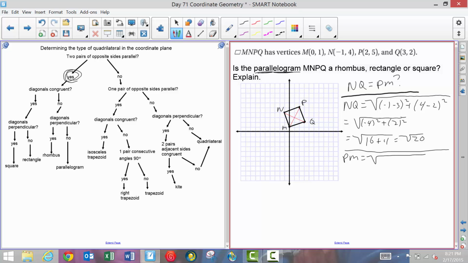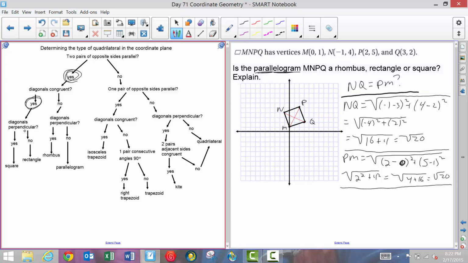PM is the square root of, so I take the x value of the P, which is 2, minus the M, 0 squared plus 5 minus 1 squared. This is 0. So I have the square root of 2 squared plus 4 squared, which equals 4 plus 16, which equals square root 20. Okay, so notice that my diagonals are the same. So yes, diagonals are the same. Now, are my diagonals perpendicular? So is NQ perpendicular to PM? Well, how do I do that? I have to do slope.